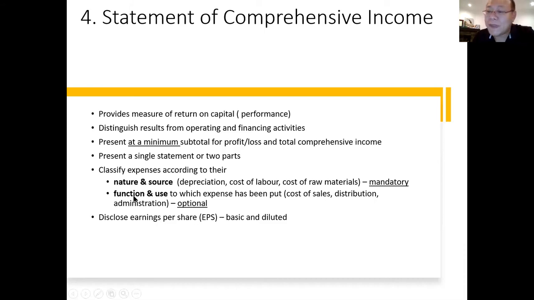If the categorization is based on function and use, this is optional. Okay, you don't have to present expenses on the basis of the function. And you have to disclose earnings per share, right?